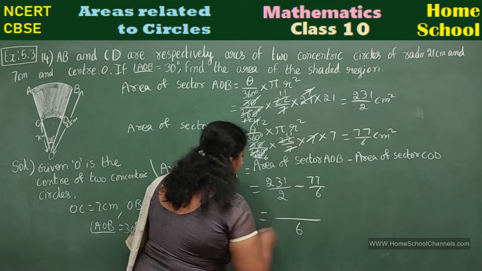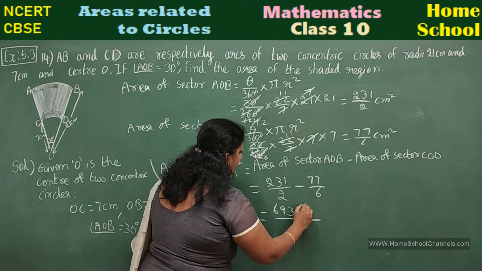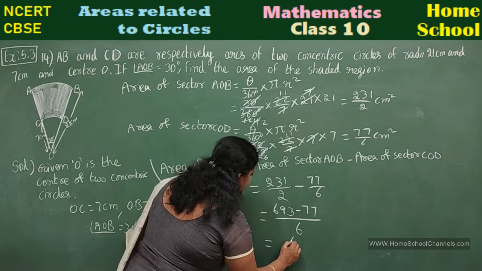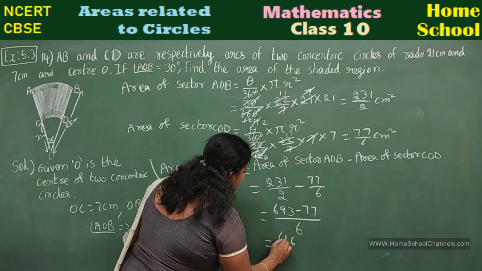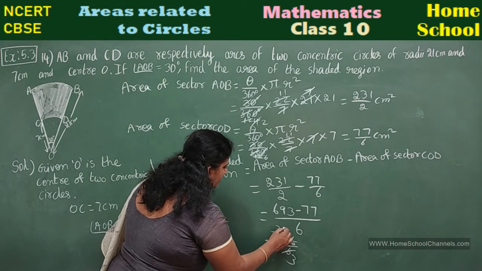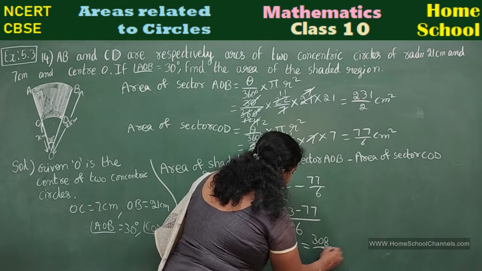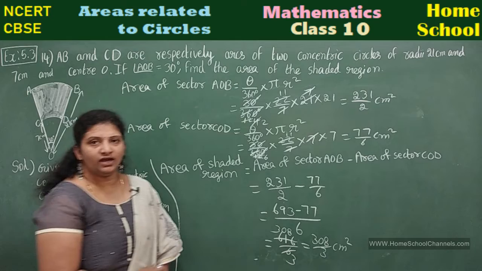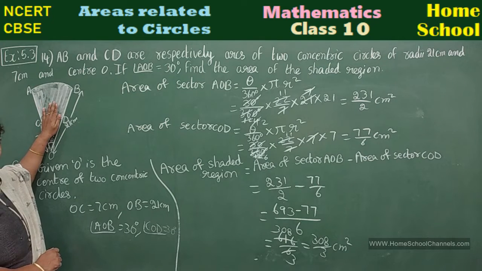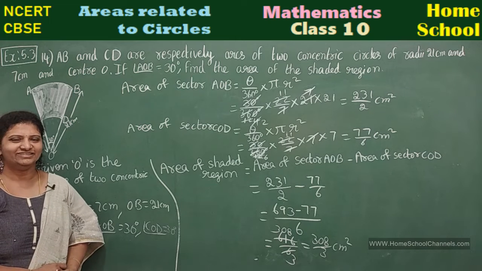Do LCM 6 and multiply by 3 here. 693 minus 77. That will be 616 by 6. Cancel this, and we get 308 by 3 centimeter square is the area of the shaded region. Observe the figure carefully. From the area of the big sector, subtract the area of the small sector, you are going to get the shaded region area. Okay.